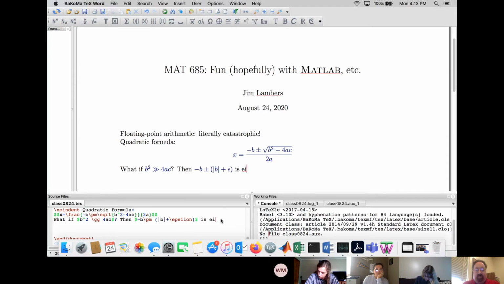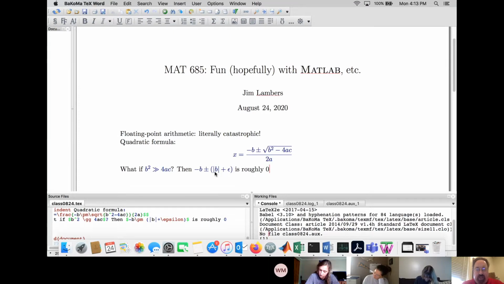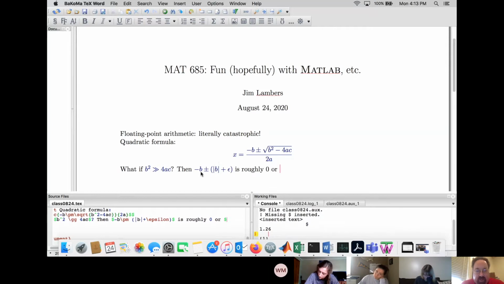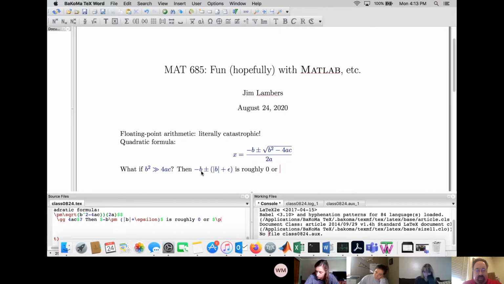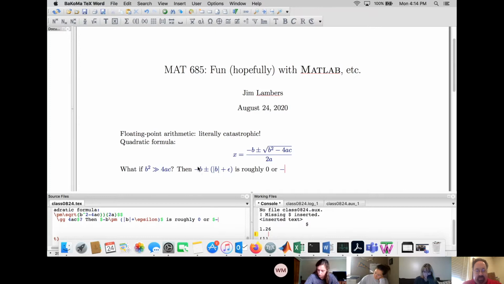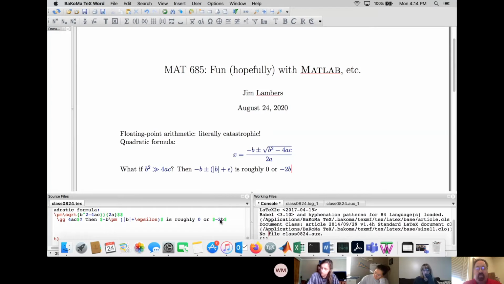So let's assume that one of these is going to be nearly zero. For example, suppose b is positive, then we choose a plus sign and we get something nearly zero. Or if we choose a minus sign, we would get minus 2b. Whereas if b is negative and we choose a plus sign, then we get the plus 2b, or two absolute value of b. So depending on whether you choose a plus sign or minus, you're going to get one of these results: something that's approximately minus 2b or approximately zero. Okay.